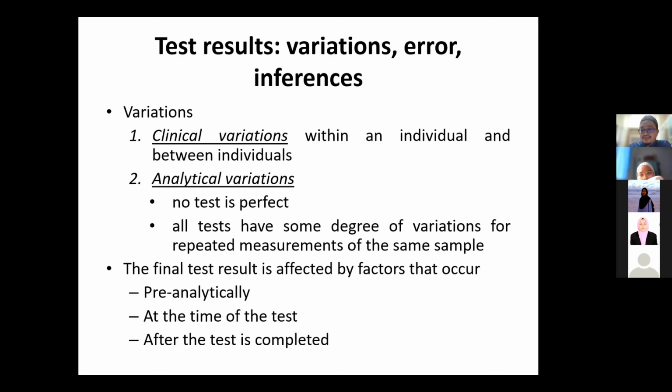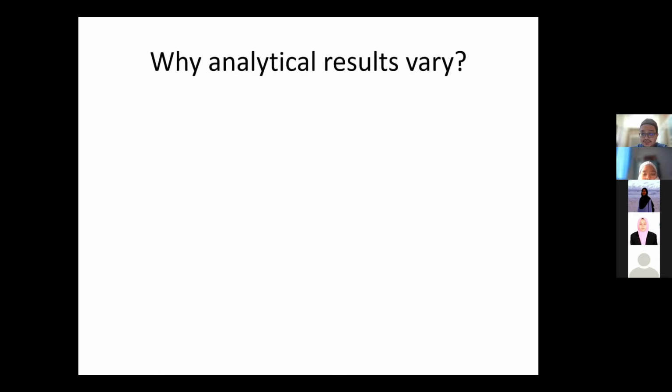Sekali kita akan dapat result yang macam tu. This is because no test is perfect. All tests have some degree of variations for repeated measurement of the same sample, and sometimes just something that we could not explain. Okay, kenapa dia jadi macam tu? So the final test results is affected by factors that occur pre-analytically, at the time of the test, or after the test is completed, post-testing.